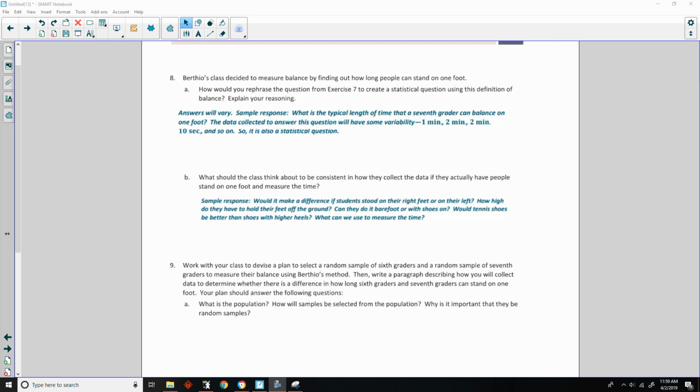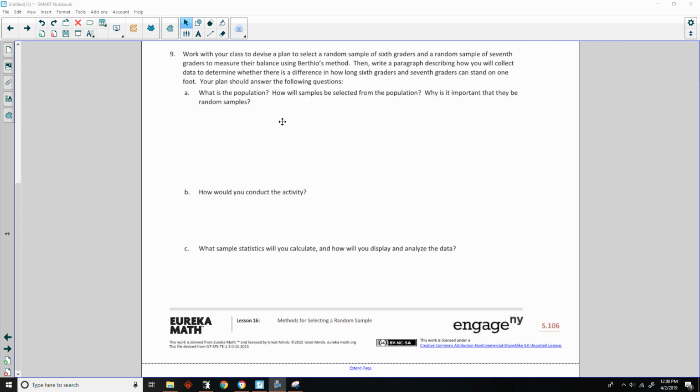Now it says number 9, work with your class to devise a plan to select a random sample of 6th graders and a random sample of 7th graders to measure their balance using Berthio's method. Then write a paragraph describing how you will collect data to determine whether there is a difference in how long 6th graders and 7th graders can stand on one foot. Your plan should answer the following questions. A. What is the population? How will samples be selected from this population? And why is it important that they be random samples?